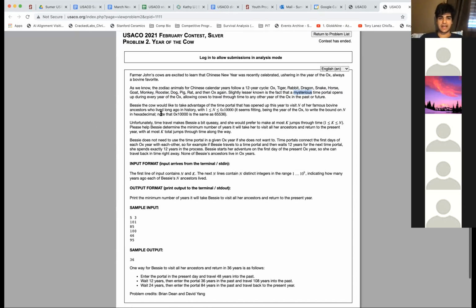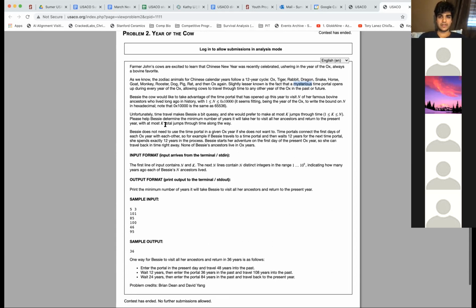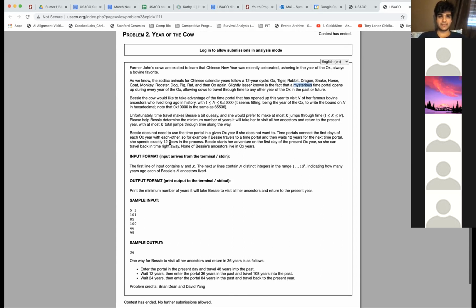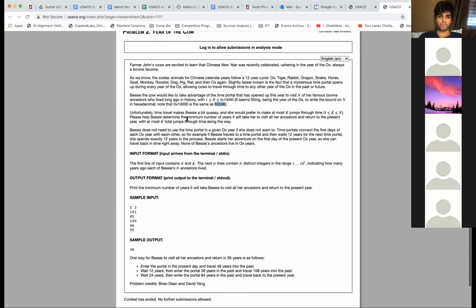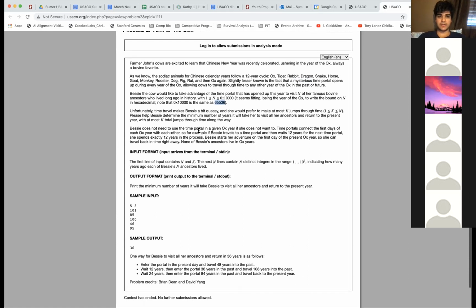Then they say Bessie the cow would like to take advantage of the time portal that is opened up this year to visit N of her famous bovine ancestors who lived long ago in history, with N being bounded by this hex number, which they tell us is this number in decimal. We can just call it 10 to the 5. Okay, unfortunately, time travel makes Bessie a bit queasy, and she would prefer to make at most K jumps through time. Please have Bessie determine the minimum number of years it will take her to visit all of her ancestors and return to the present year with at most K total jumps along the way.